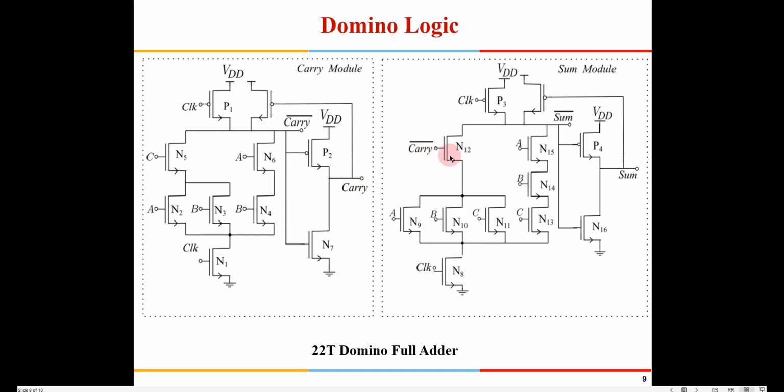Now I am using carry to the sum module. Again, this is the sum. Only the N network has been used here. The entire P network has been removed in this particular case, and replaced by a single PMOS out here. And then you have the sum inverter, and from the output of the sum inverter you have a weak PMOS which is driving this. Okay, so this is the theory behind the domino logic.